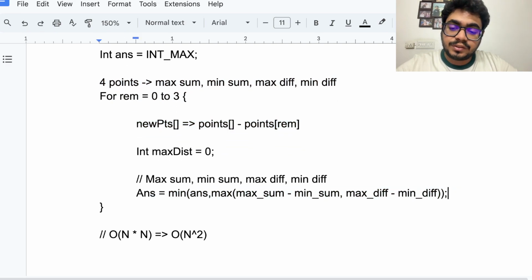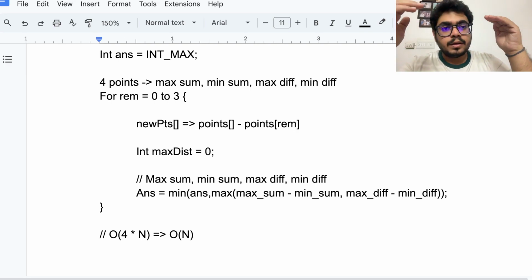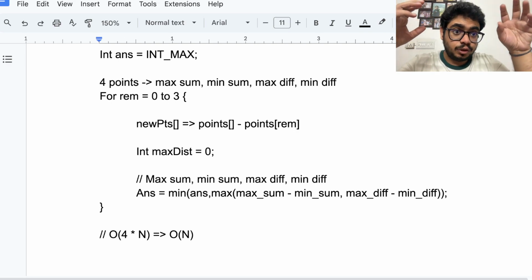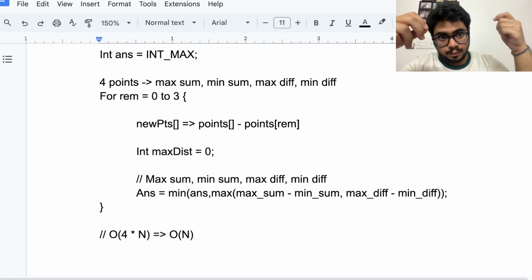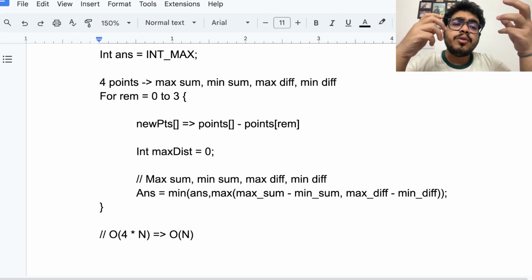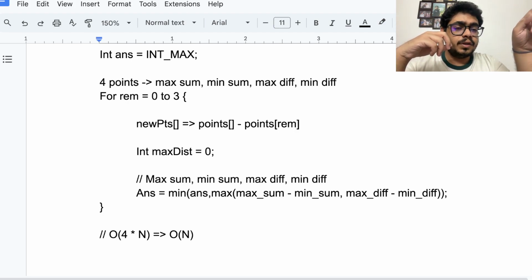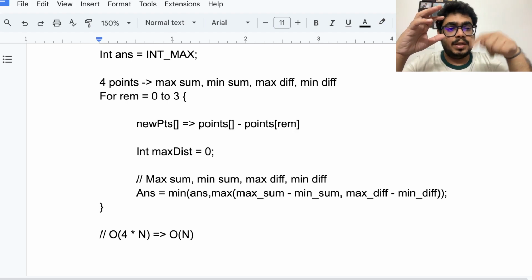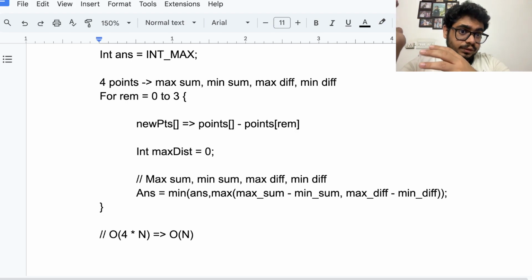So actually this extra n would also reduce to 4 into n, and the complexity will become n. To summarize, first, find the 4 points that should be removed, which are the ones having maximum sum, maximum difference, minimum difference. Try to remove each of them one by one. So remove the maximum sum point first, and then try to again find the maximum sum, maximum difference, minimum difference, find the result and calculate the answer.